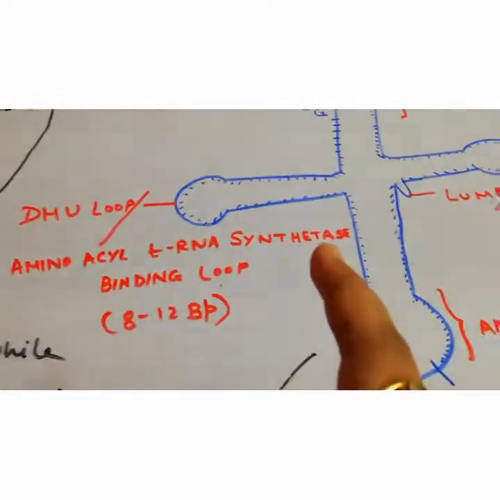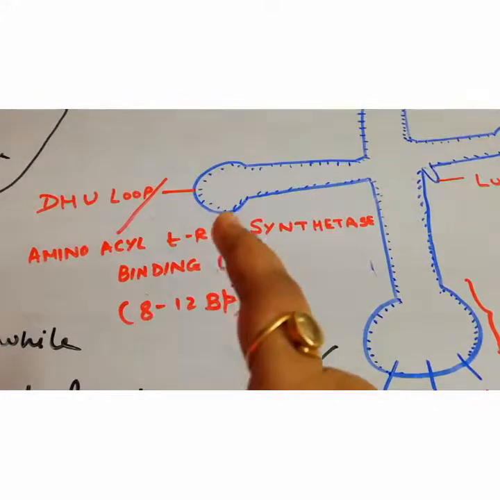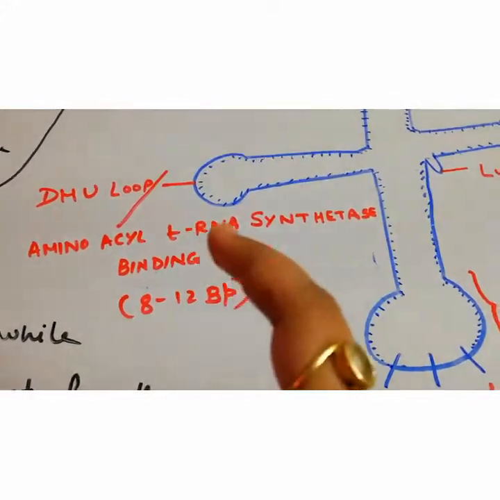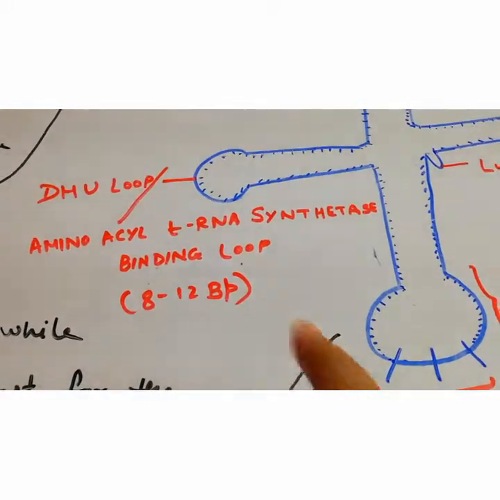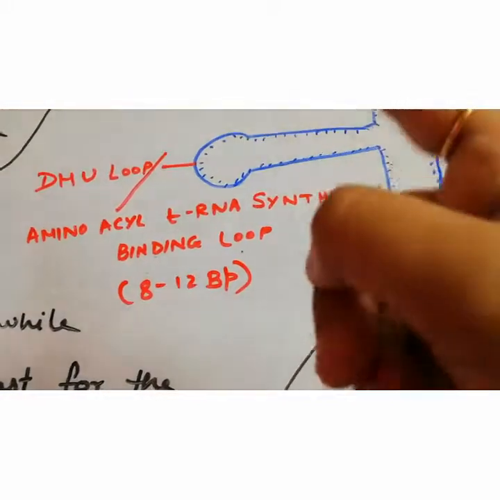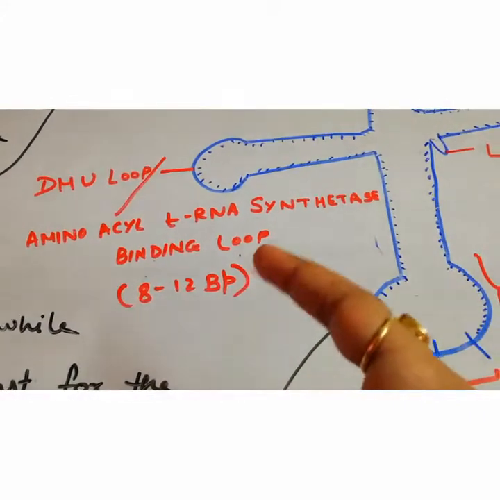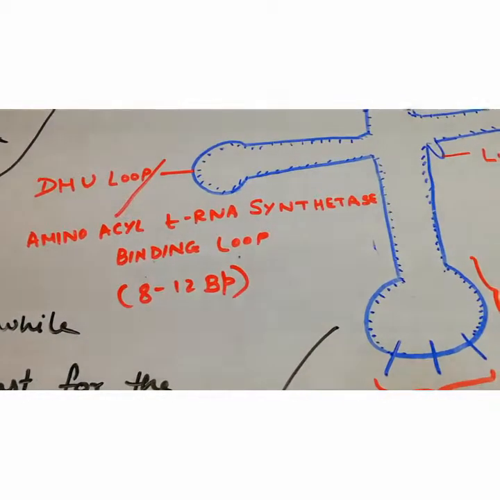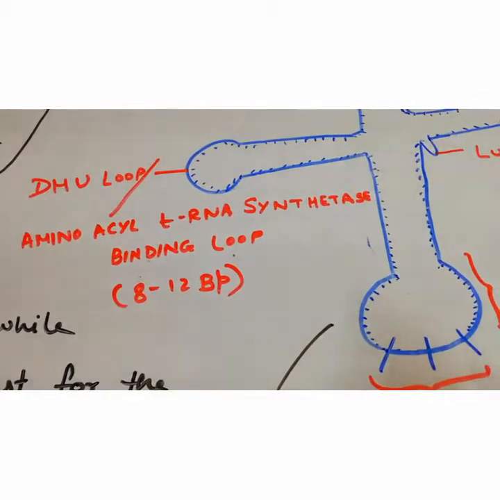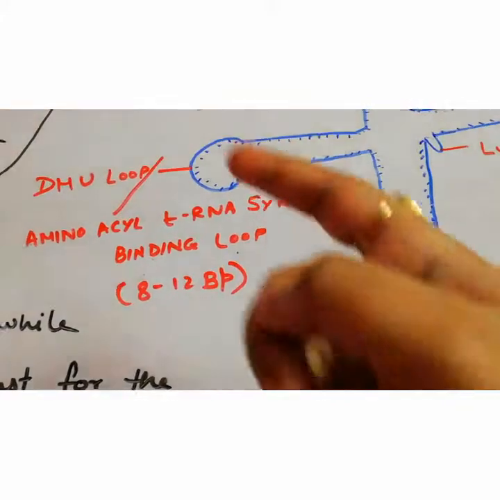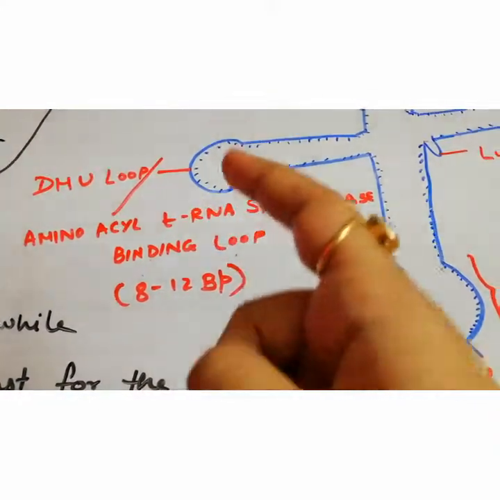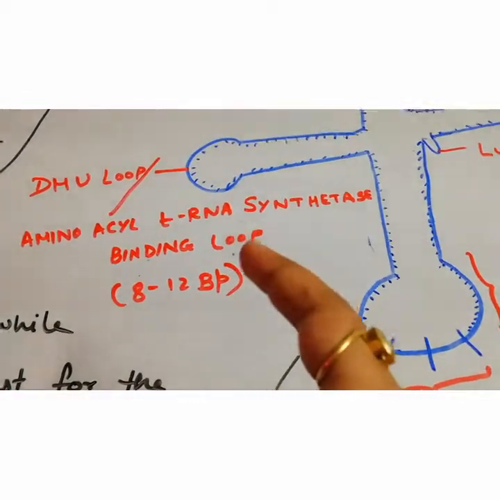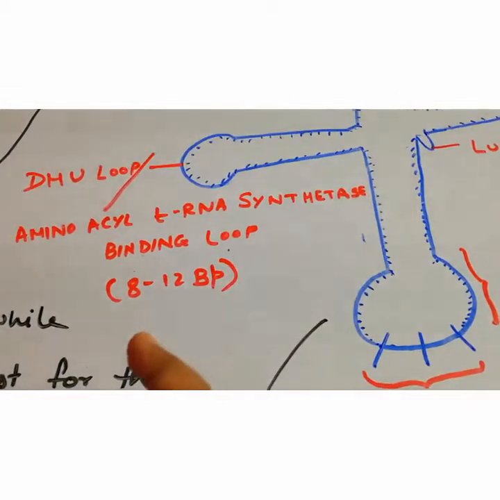Towards the left hand side, this is the DHU loop or the aminoacyl tRNA synthetase binding loop, and it is having 8 to 12 base pairs. So here the aminoacyl tRNA synthetase, which is the enzyme to attach the alanine amino acid, will bind here. That is, on the DHU loop, which is also known as the aminoacyl tRNA synthetase binding loop, having 8 to 12 base pairs.